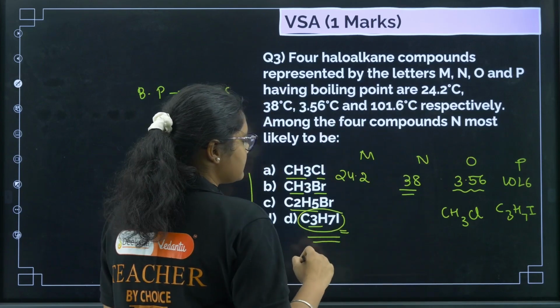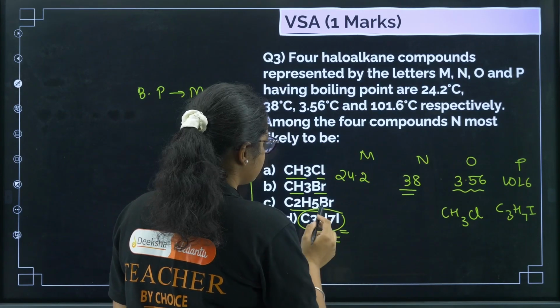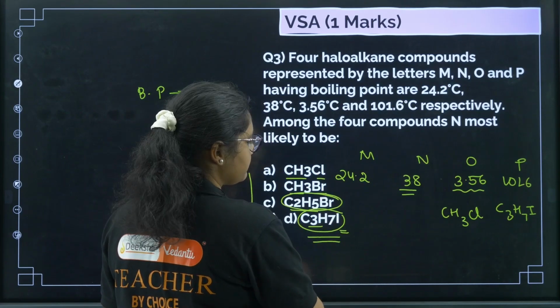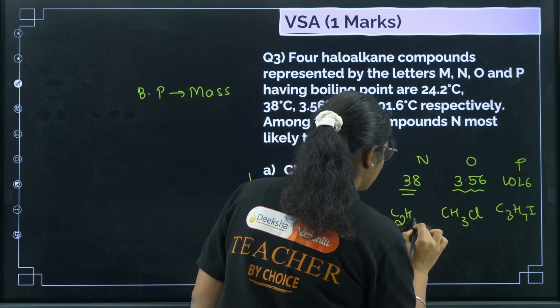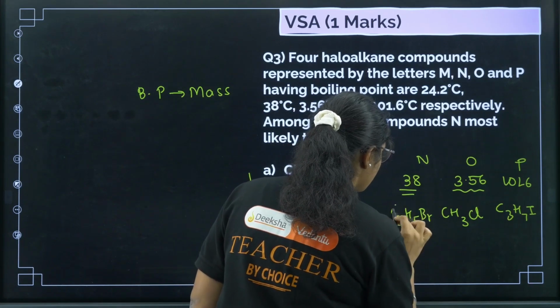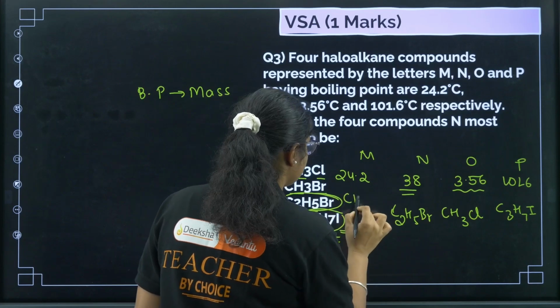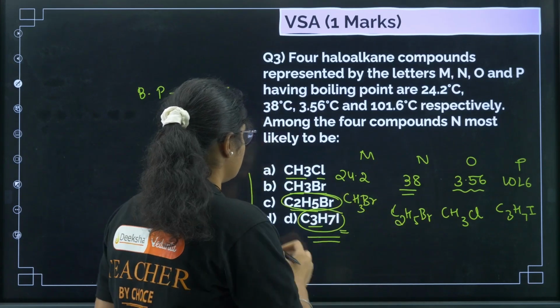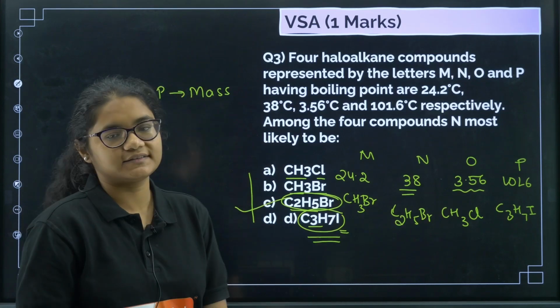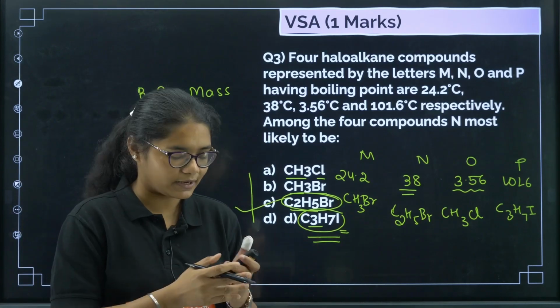Okay. Next, if I see the next 2, this one has C2H5Br, and since its boiling point is more, this should be C2H5Br, and this one should be CH3Br. So which is your N? Most probably N has to be option number C here. Okay, I hope you are able to get it.